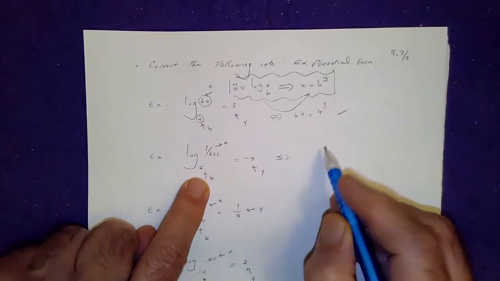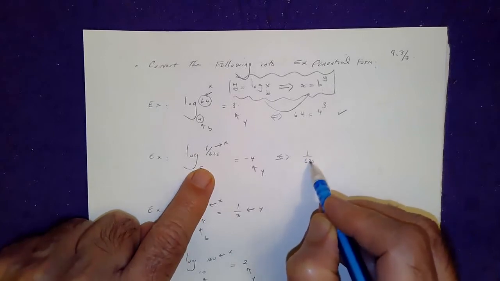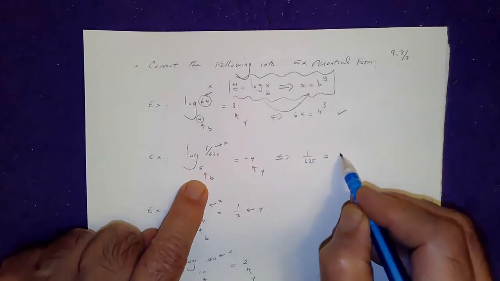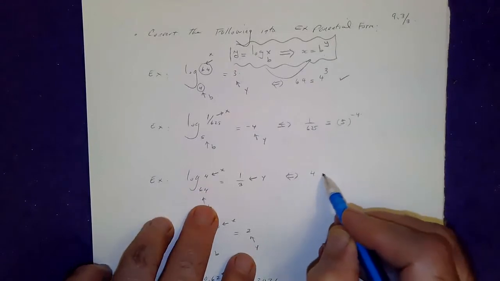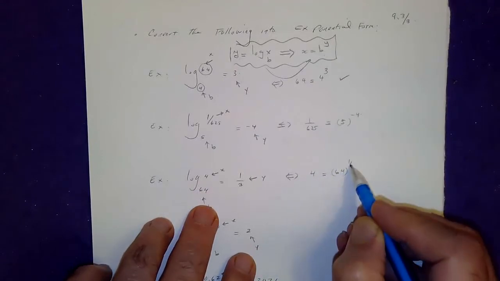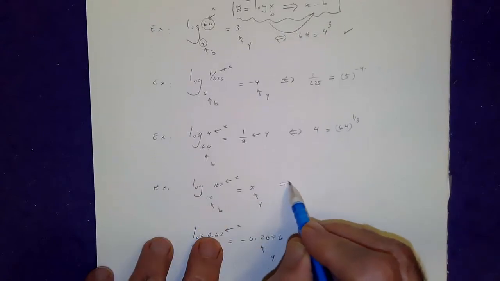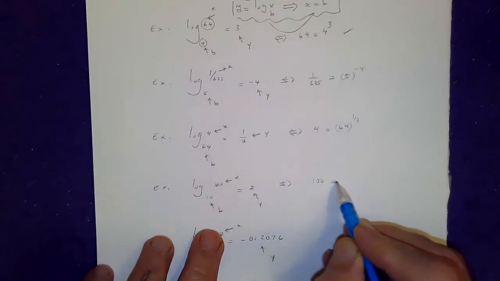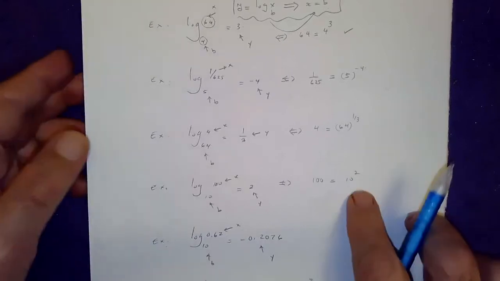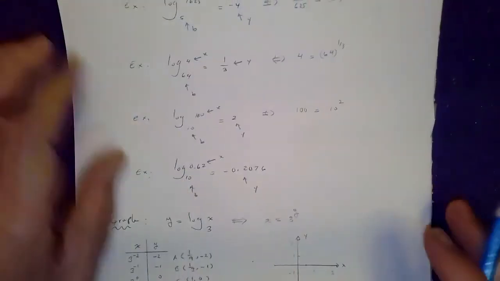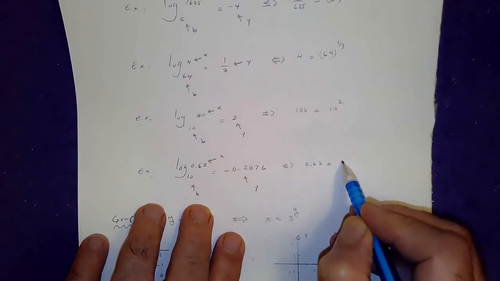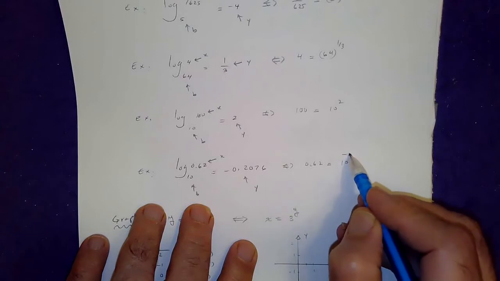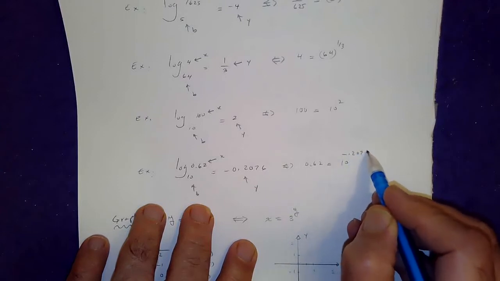This one is equivalent to 1 over 625 equals 5 to the power of negative 4. This one is equivalent to 4 is equal to 64 to the power of 1/3. This one is equivalent to 100 is equal to 10 to the power of 2. And that makes sense, 10 squared is 100. This one is equivalent to 0.62 is equal to 10 to the power of negative 0.2076.